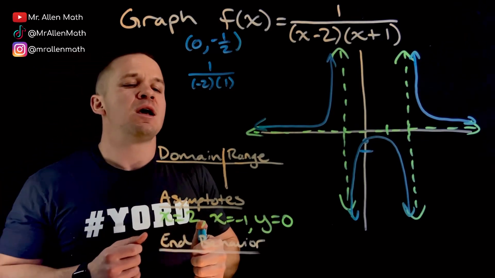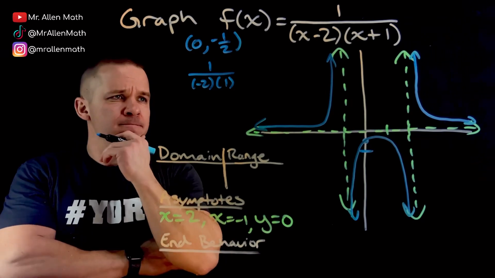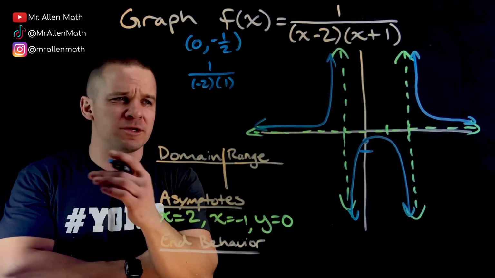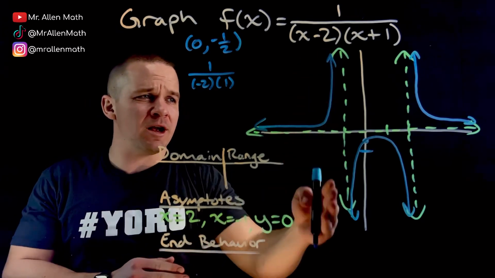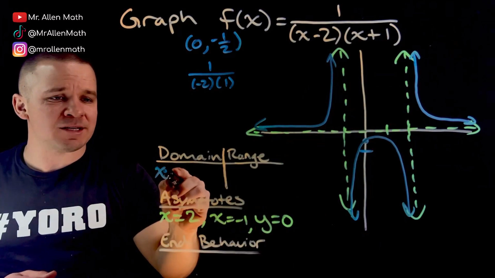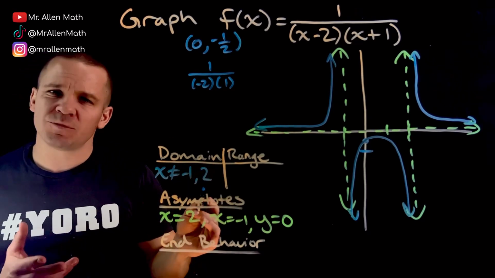I apologize. All right, domain. So domain, x values, right? Is there anything that x cannot equal? That's usually the most efficient way of going about this. Well, x can't equal negative 1 here, and it can't equal positive 2. So my domain is going to be x cannot equal negative 1 and positive 2. Just going to write it like that.